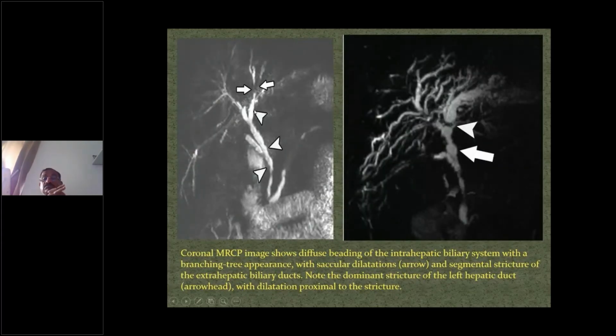This is early stage. You can see the beaded appearance with strictures, then intervening mildly dilated segments. And there is one high-grade stricture of the left hepatic duct. There is another patient with more advanced disease. There are multiple areas of strictures and one dominant stricture in the left hepatic duct.